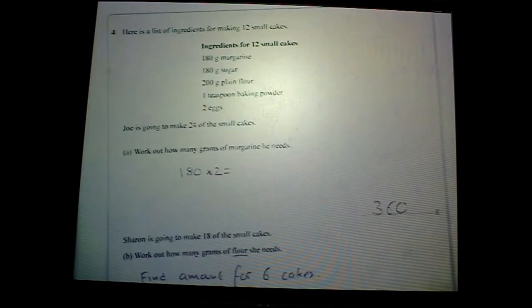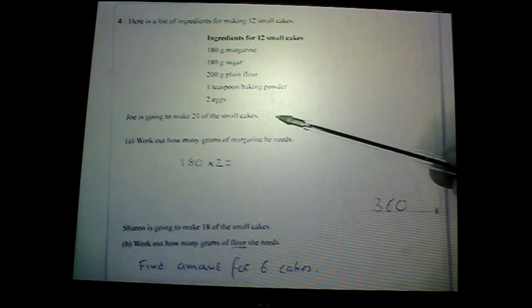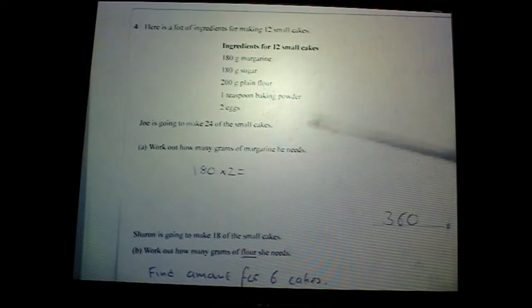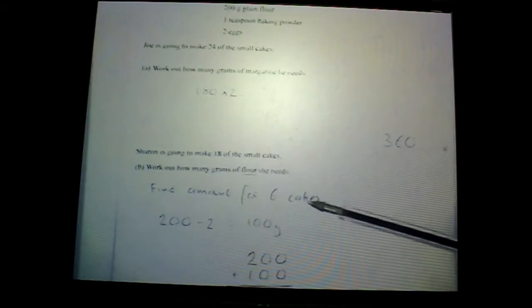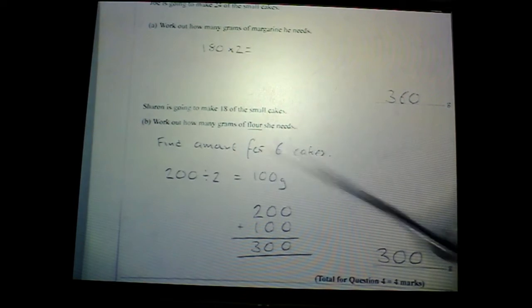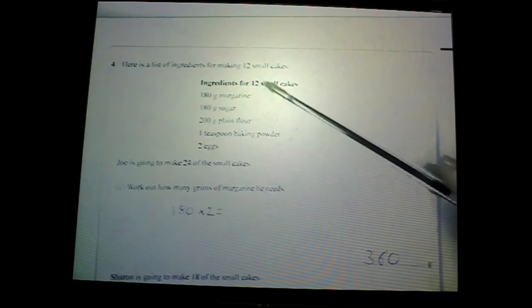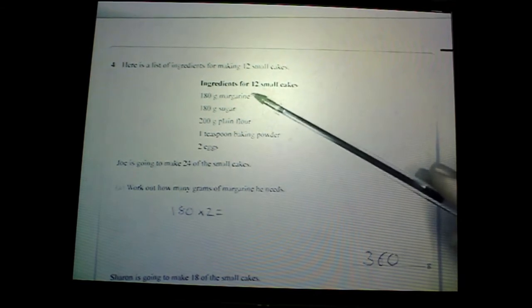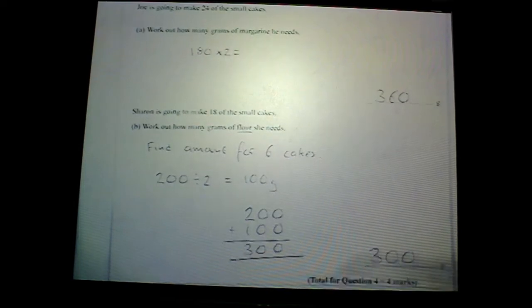Question 4. List of ingredients for making 12 small cakes. Joe wants to make 24 of them, so you need to double what you need, double the margarine, you get 360. Sharon is going to make 18 of the small cakes, so work out the amount of flour she needs. Because you know the amount for 12 and you want to know the amount for 18, I've halved this to find 6, and then you can simply add it on afterwards, if that makes any sense. So I've halved the amount of flour you need, so it's 100 grams, you add it on, and the answer is 300 grams.